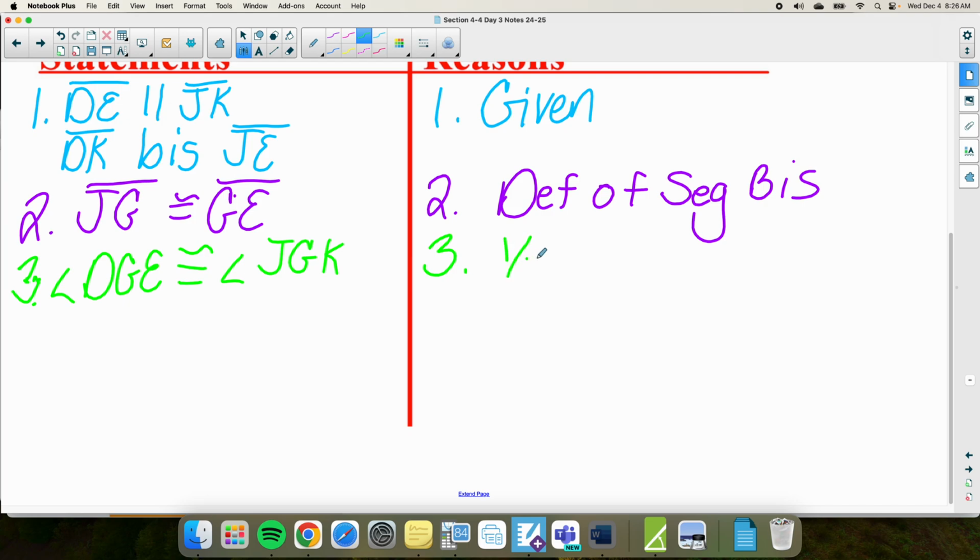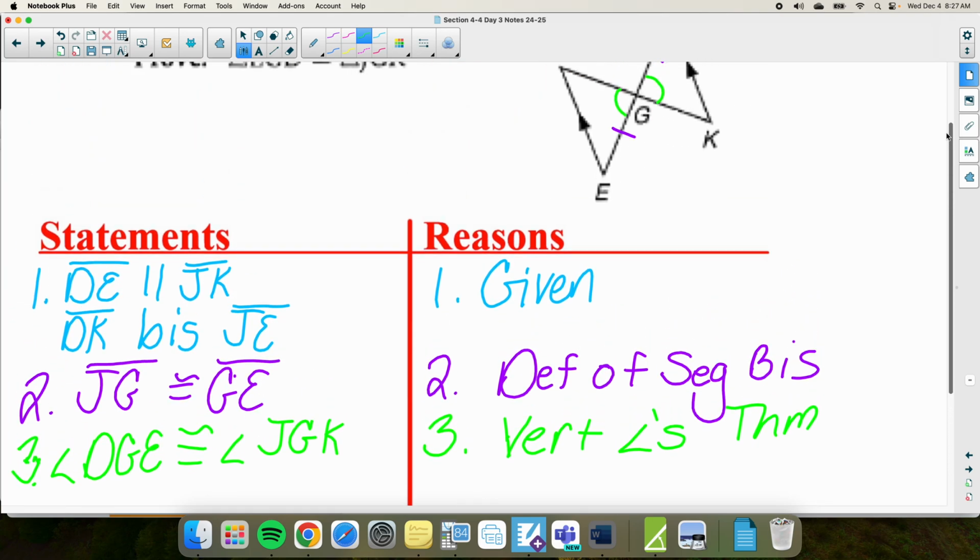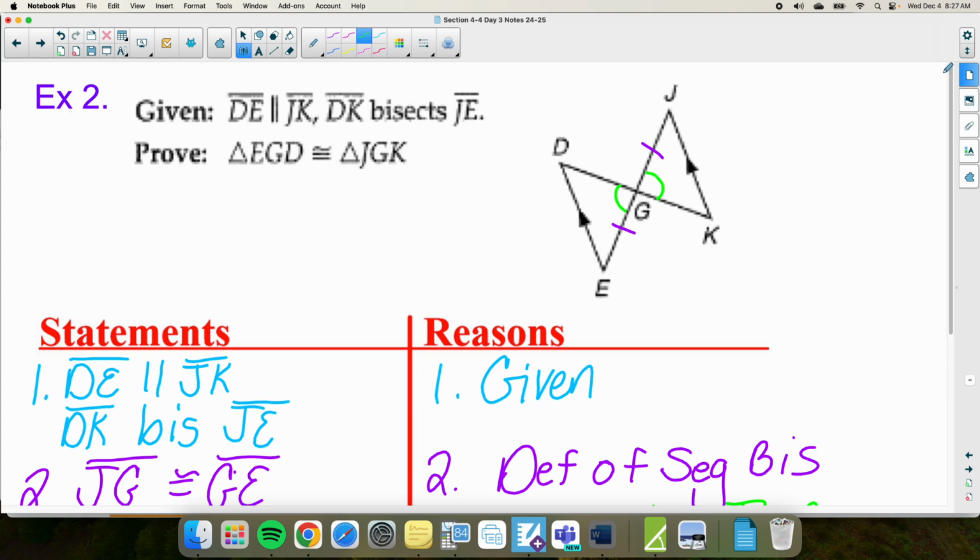So it'd be vertical angles theorem. Again, you have to have the theorem on there. Okay. Now, when we see parallel lines, what do we think of again? Alternate interior. And do you guys agree there's two sets here? Which we could have just done those two sets and not done the vertical. That would have been fine.